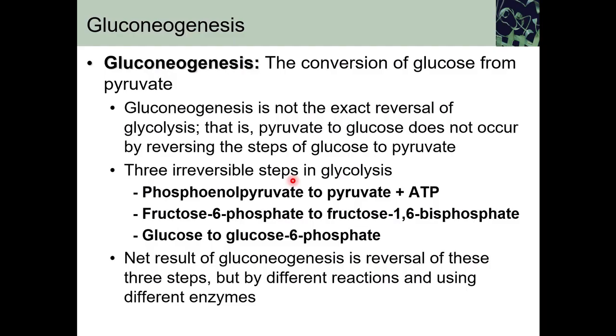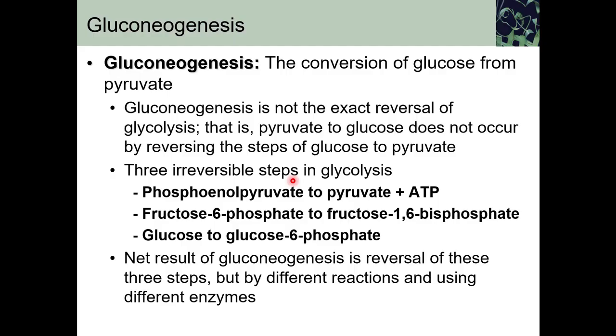Whereas glycolysis metabolizes glucose into pyruvate, gluconeogenesis synthesizes glucose from pyruvate. That's why it's called gluconeogenesis, the synthesis of new glucose. We're going to ask ourselves the question, when and why is this happening? Why is this happening? Okay, this is very important.